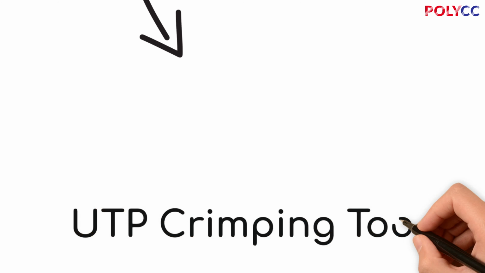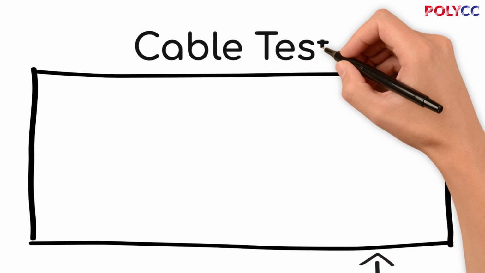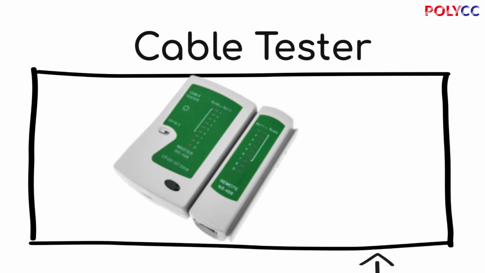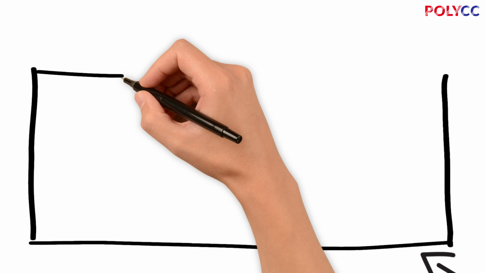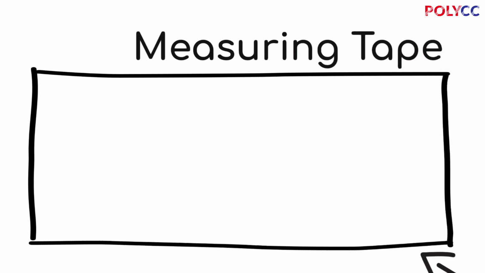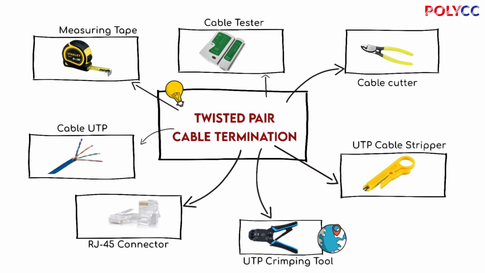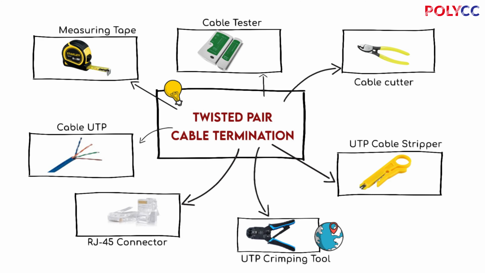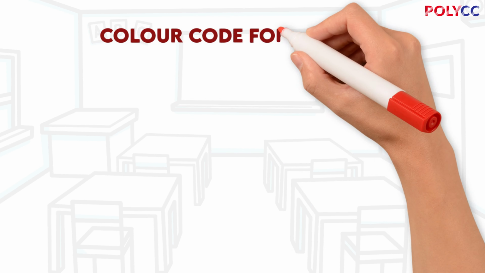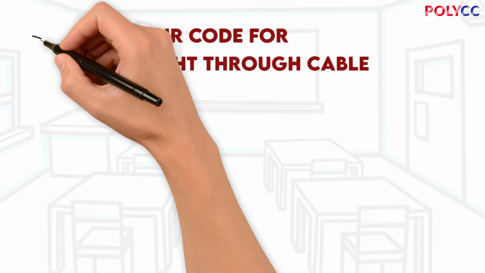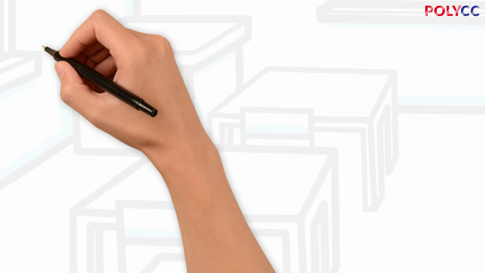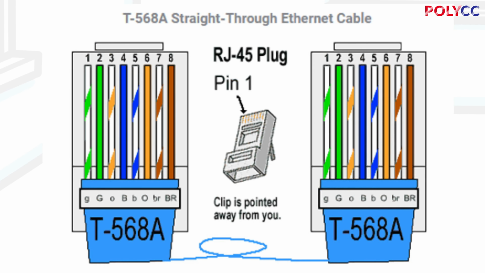Cable UTP. Cable tester, used to verify the electrical connections in a signal cable or other wired assembly. And measuring tape to measure length of cable, etc. Here is the color code for straight through UTP cable for T568A and T568B.